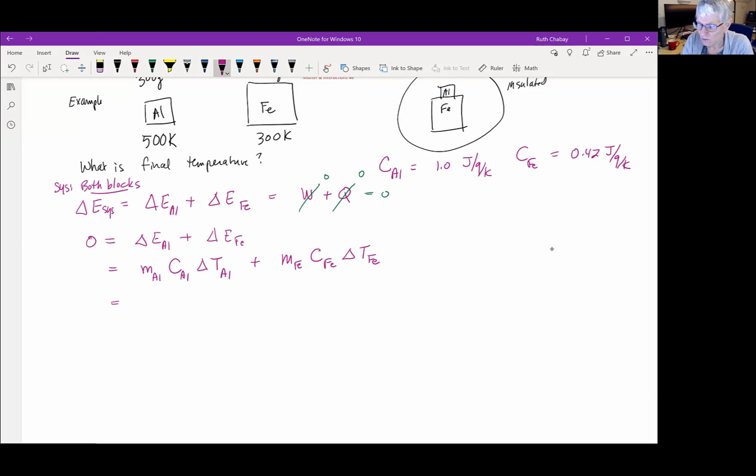So we can actually write this out as the mass of aluminum times the heat capacity of aluminum times the final temperature minus 500 Kelvin, which was its initial temperature. So that's delta T for the aluminum. And we can write this term out as the mass of the iron times the heat capacity of the iron times, well, let's expand this delta T here for the iron. So it's the final temperature of the iron minus 300 K.